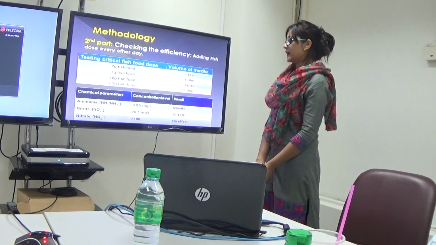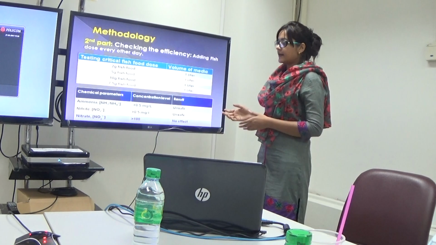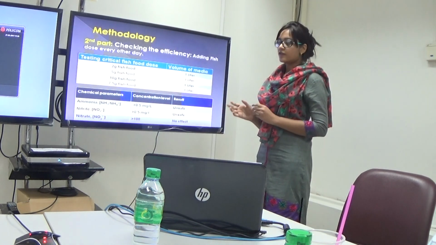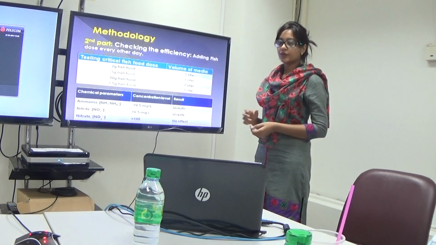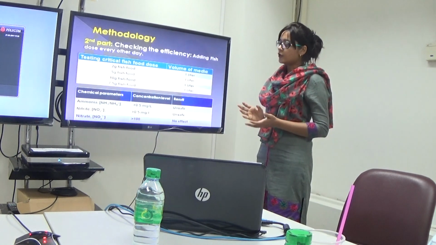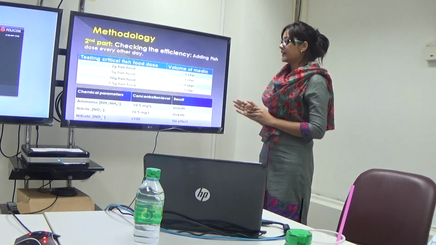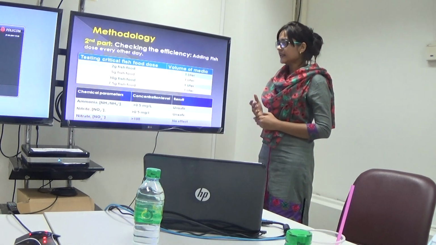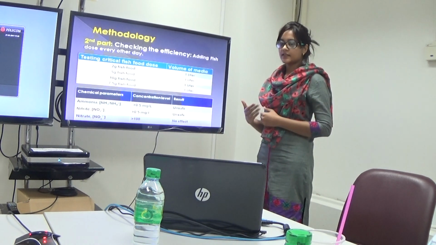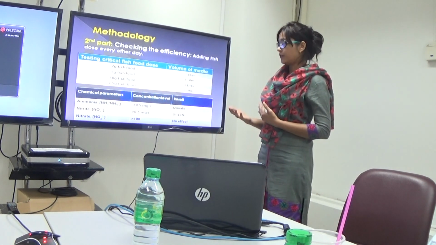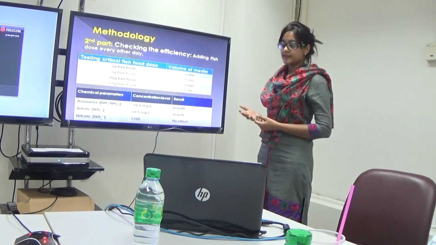This is the second part, checking efficiency. Normally efficiency means how much compound is removed from the system, but our system is a recirculating system, so we cannot measure the output and input, how much is removed. So actually our efficiency analysis is: if we add different doses of fish food, what happens, and how much toxic compound will occur in this system.